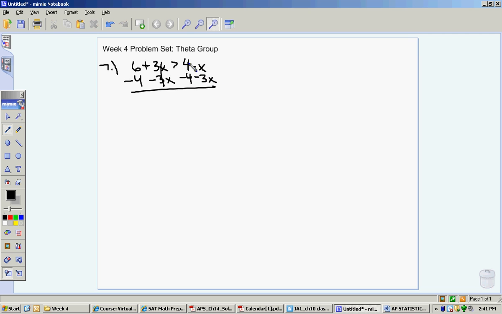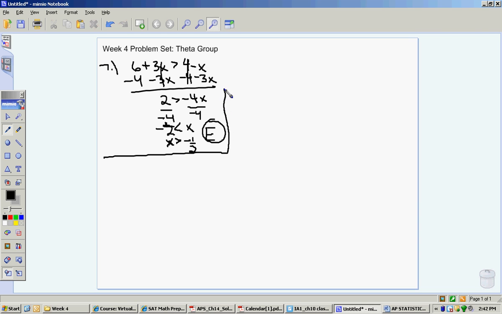We end up getting 2 is greater than negative 4x. Divide both sides by negative 4. Remember, when you divide by a negative, you have to flip your inequality, and we end up getting x is greater than negative 1/2. The only one of our answer choices that is greater than negative 1/2 is answer choice E, which is negative 5/12. Kind of tricky there with the negatives, but you gotta be careful with your inequality symbols. But that's how we do that one algebraically.